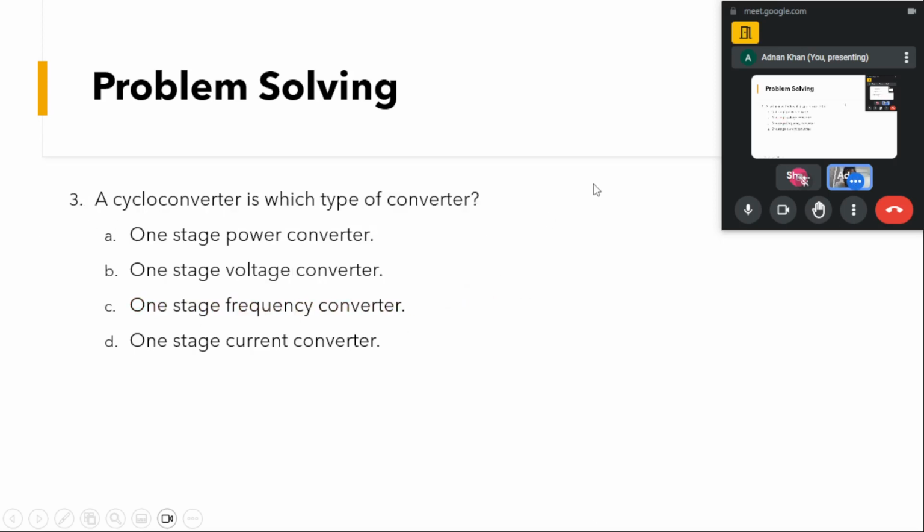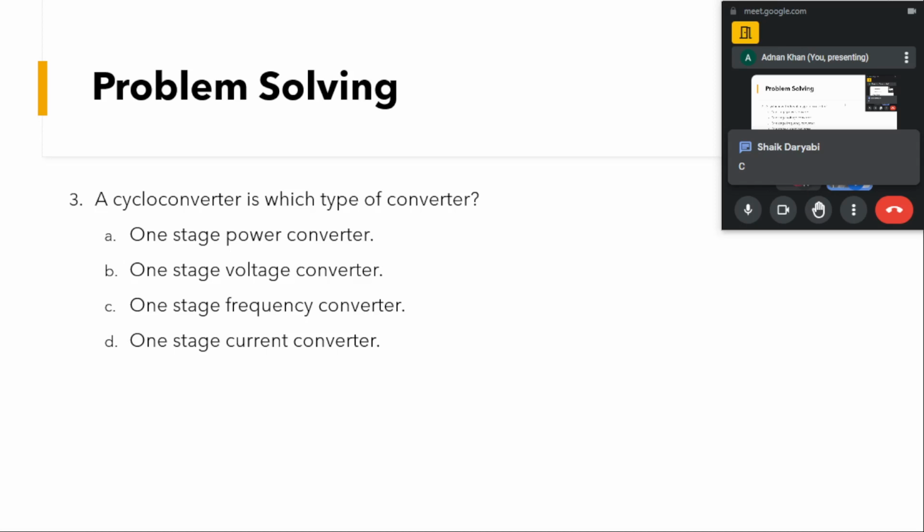Now comes question number 3. A cycloconverter is which type of converter? First option is one stage power converter, B is one stage voltage converter, C is one stage frequency converter, D is one stage current converter. Can anyone answer? Anyone? So one of the students has answered C.